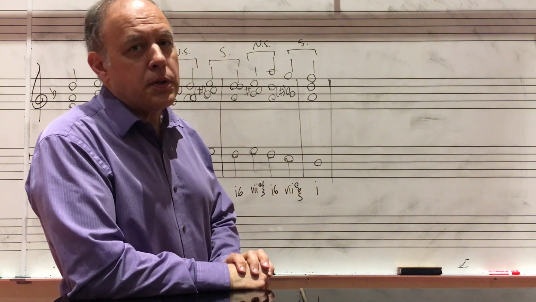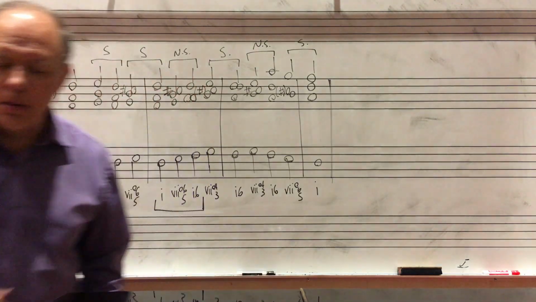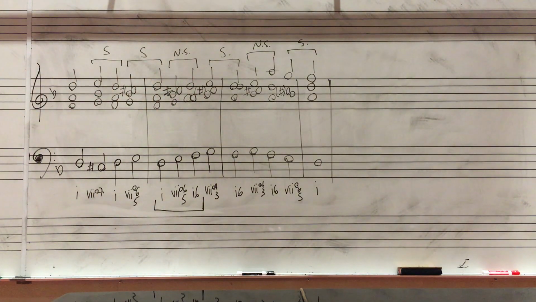A very popular use of diminished sevenths is actually in a major key. And I'll give you a little example of that. This is from a piece by Tchaikovsky called The Morning Prayer.